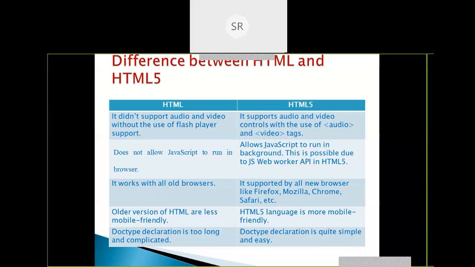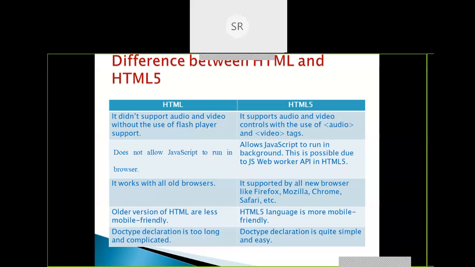Then the fourth difference is older versions of HTML are less mobile friendly. Mobile friendly is nothing but how your web page is shown on your mobile device. So when you open your web page in your mobile device, the contents you are going to show in your mobile browsers are correctly and properly managed using HTML5, because HTML5 autocorrects this formatting.